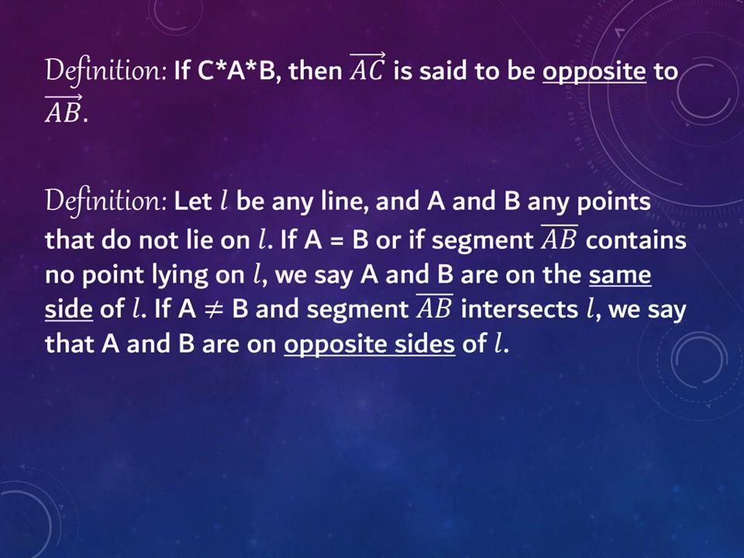Let L be any line, and A and B any points that do not lie on L. If A equals B, or if segment AB contains no point lying on L, then we would say that A and B are on the same side of L. If the points are not equal, and the segment intersects line L, then we would say they are on opposite sides of L.